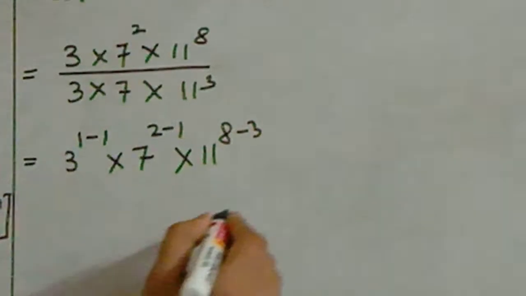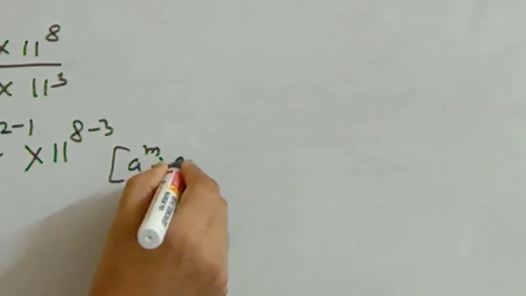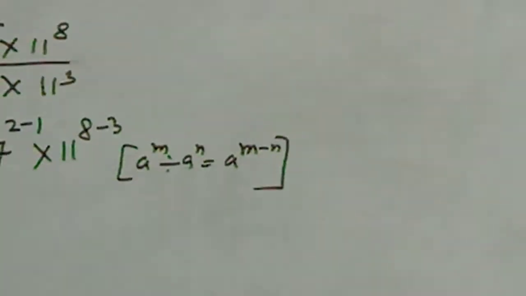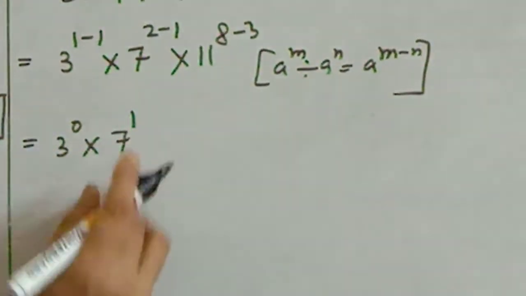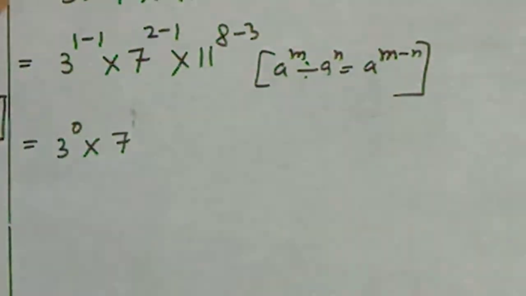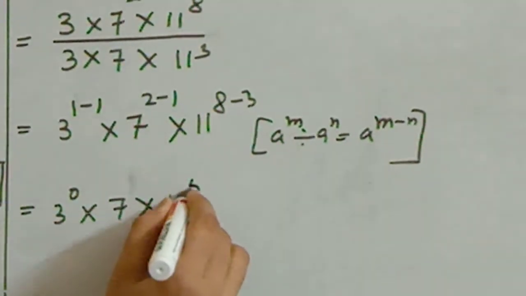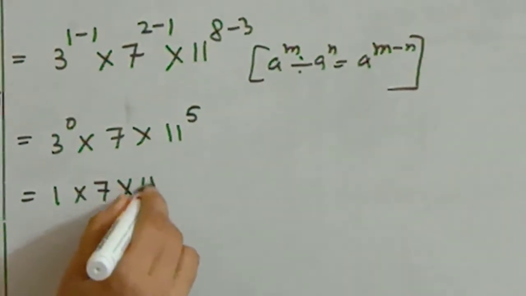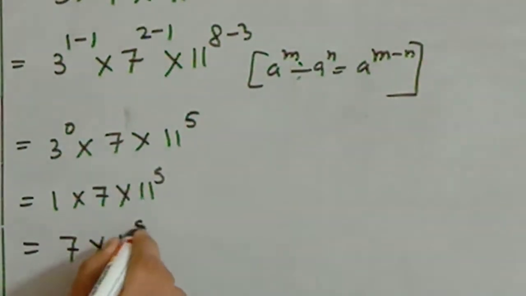Why are you doing this? Because you know that a to the power m divided by a to the power n is equal to a to the power m minus n. Now 3 to the power 0, 1 minus 1 is 0, into 7 to the power 2 minus 1 means 1. I will not write 1 because you can see that 1 we are not writing, only 7. Then 11 to the power 5. So 1 into 7 into 11 to the power 5, or you can write 7 into 11 to the power 5. Understood?